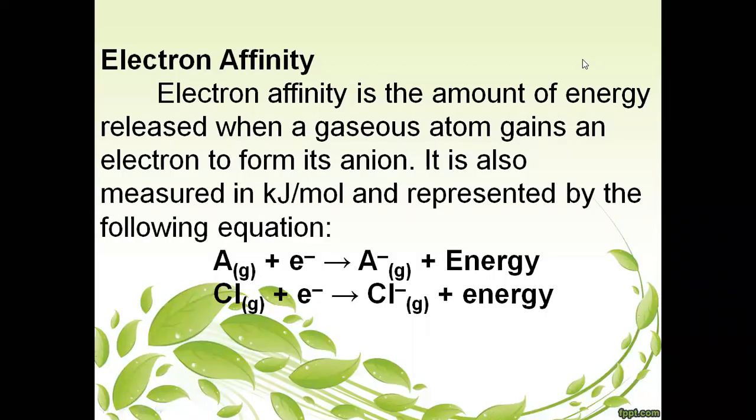The next one is electron affinity. Electron affinity is the amount of energy released when an isolated gaseous atom gains an electron to form its anion. It is measured in the same unit, kJ per mole, that is kilojoule per mole.